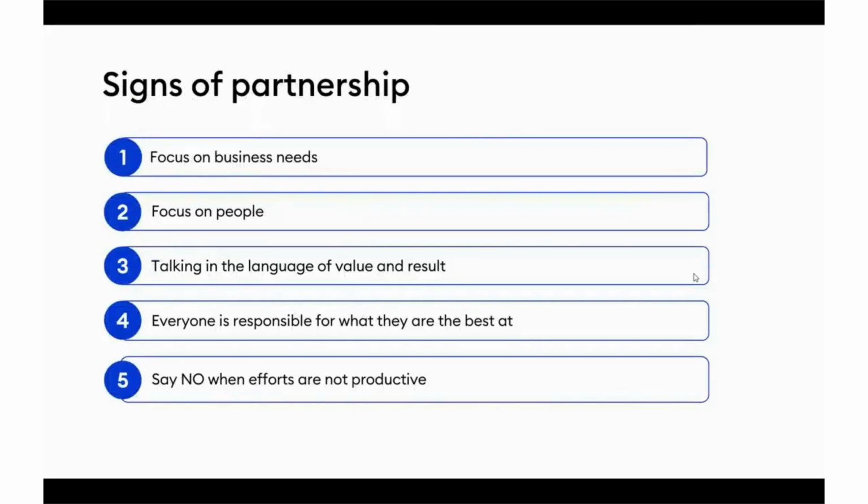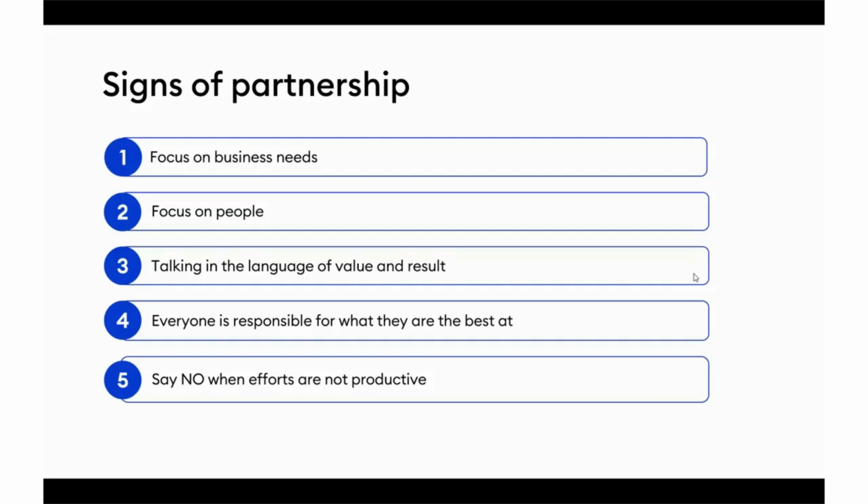And the fifth sign is say no when efforts are not productive. I'm not sure if I need to explain it, but if you find out that this doesn't help or your learners are not taking the course, you're most welcome to say no to the system or to the course.